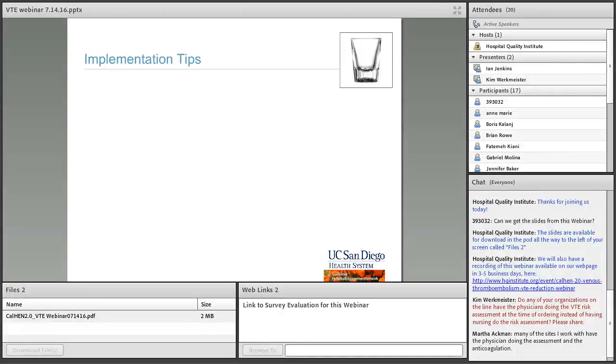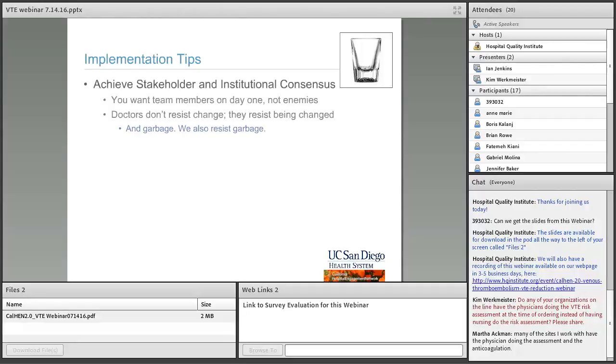This is an implementation tip screen. That's an ounce glass up at the top. It's there to remind me that an ounce of prevention is worth a pound of cure. You do not want to have a launch like healthcare.gov. I'm going to be really careful about this.